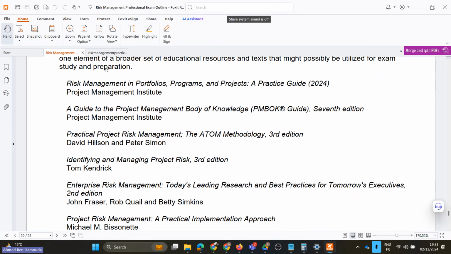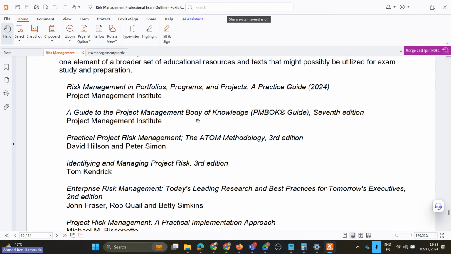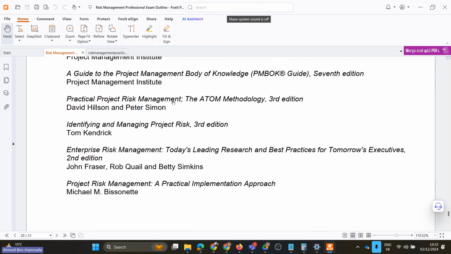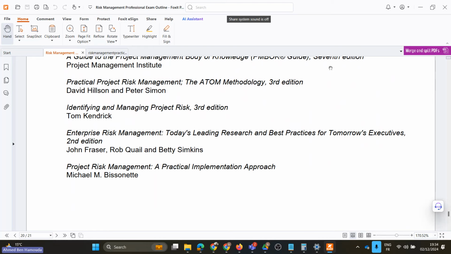Of course, the Risk Management in Portfolios, Programs, and Projects practice guide, which was released this year from PMI. You can also go through the PMBOK Guide, A Guide to the Project Management Body of Knowledge, PMBOK Guide 7th edition from PMI. And here you have 4 more reference books. They are not the only ones, but these are the ones PMI mentioned here. There is Practical Project Risk Management, the ATOM Methodology, 3rd edition by David Hillson and Peter Simon.